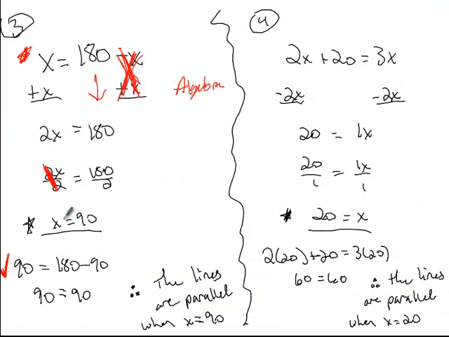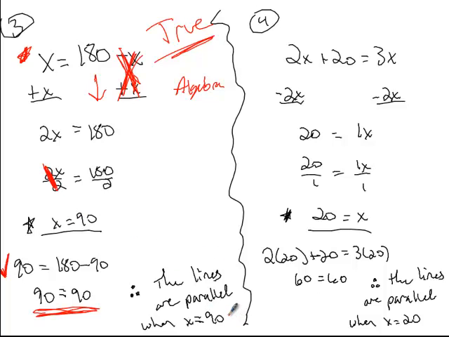Well, when I substitute x in as 90, I take my equation up here, x equals 180 minus x, and I replace all the x's with 90. I get 90 equals 180 minus 90. And then if I simplify that, I get 90 equals 90. That is a true statement, which means that my original assumption must be true, assuming the lines were parallel. And now I can say, because I proved that alternate interior angles are congruent, the lines are parallel when x equals 90.